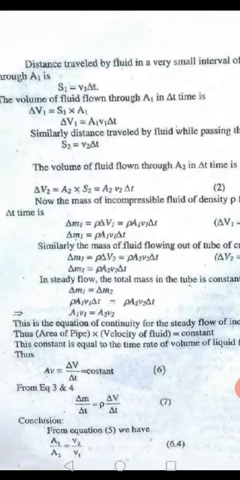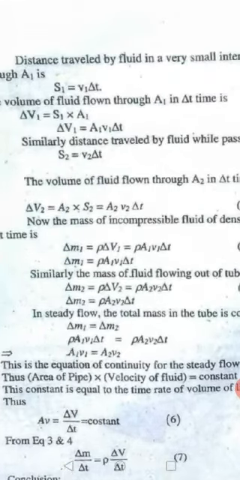We have to understand the first equation, which is distance. It comes from the formula of speed: S equals V cross T, where S is distance, V is speed, and delta T is time. The other equation moves toward volume. Volume equals area times distance, so delta V equals S into A.